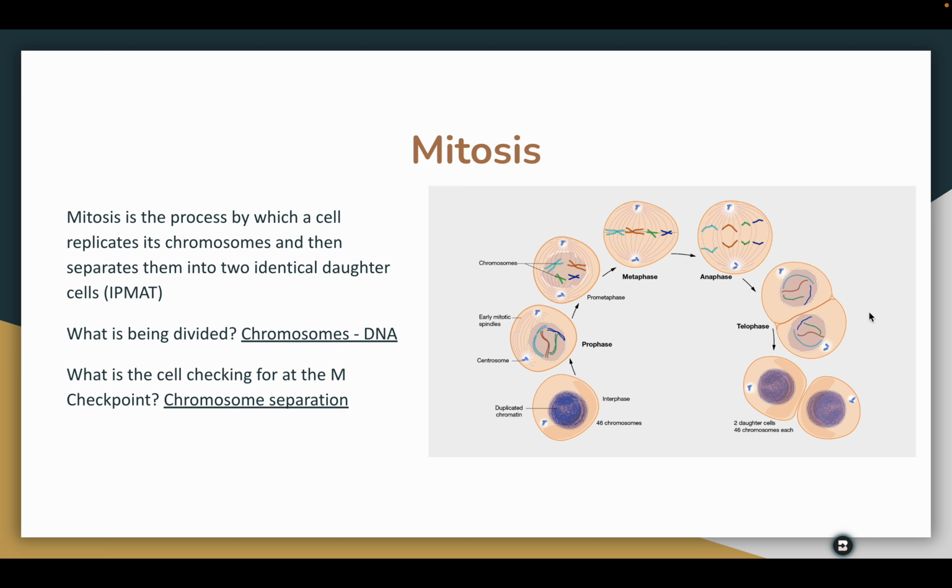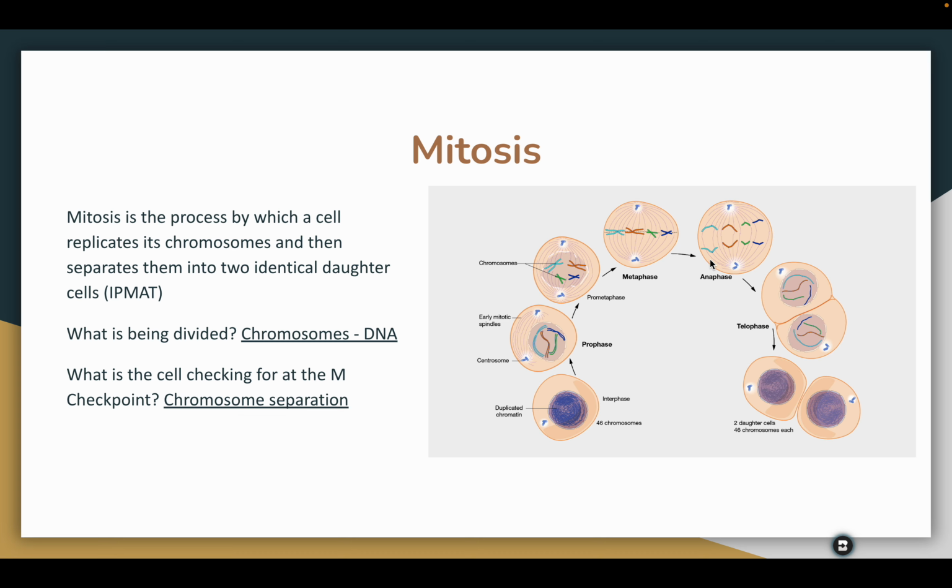So there's 4 chromosomes here and there's 4 chromosomes here. We're going to talk about chromosomes a little bit later. But what is being divided? It's DNA in the form of chromosomes. And on the next slide, we'll unpack what that means. And then what is the cell checking for at the M checkpoint? We're just making sure, hey, did the proper amount of information go each direction?